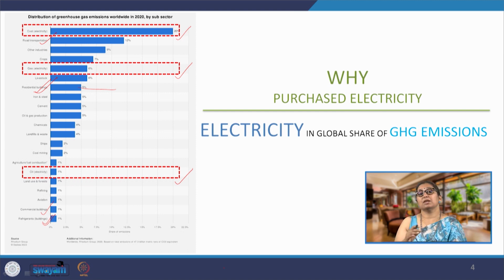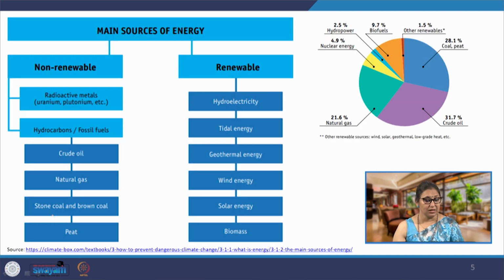Together we see that electricity, the consumption of fuel and a lot of other processes within buildings are responsible for a significant share of the overall GHG emissions in the world. So, electricity becomes extremely important, and the source of electricity becomes extremely important. Now, what are the different sources of energy?